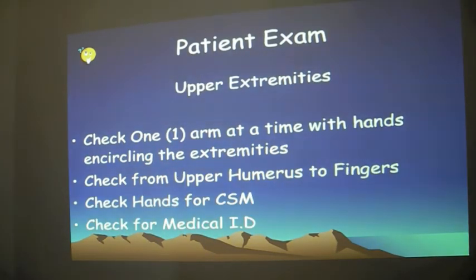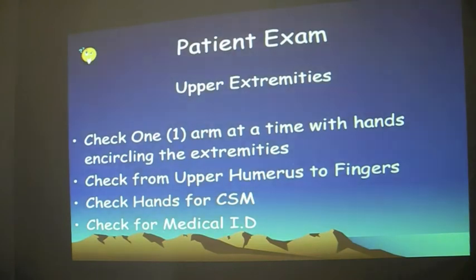Upper extremities. When we do this, we do one side. So we start at the head, we go down, let's say, the right leg, and then we go across to the left leg, and then we start moving up our body, and we go right back up to the left arm, and we check just like we did before. One arm at a time, hands encircling the extremities. Check from the upper humerus to the fingers. Check for CSM. This is also a good time to check to see if there's any type of medical ID bracelet.